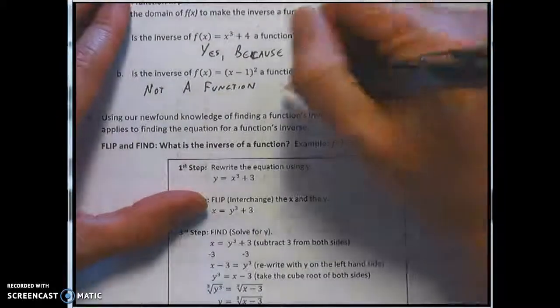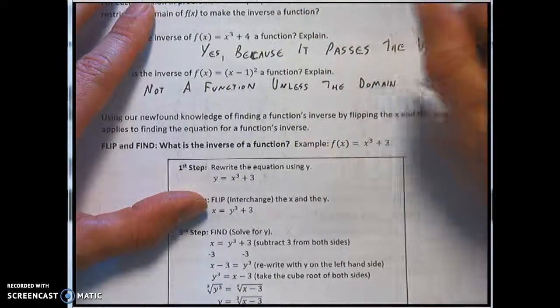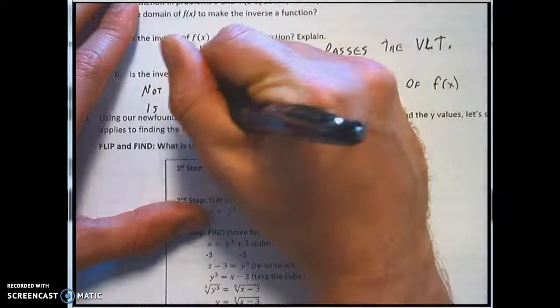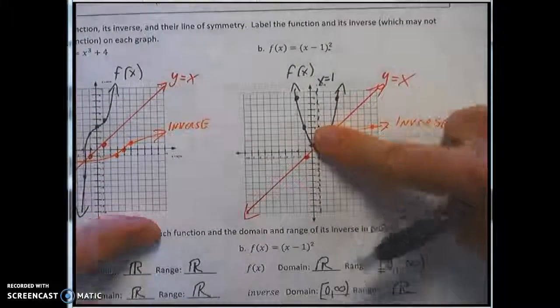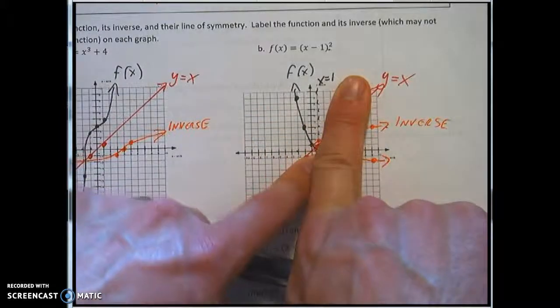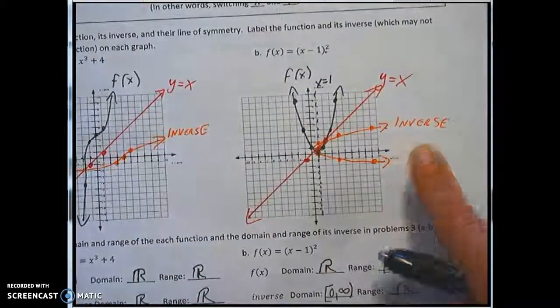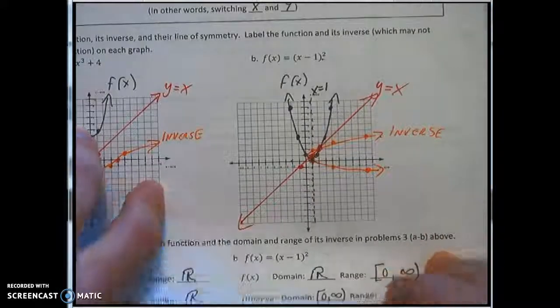So the inverse is not a function unless the domain of f of x is restricted. Question is, what do I restrict it to? Well, I want to split it in half. So it's either going to be from negative infinity to 1, or it's going to be from 1 to infinity. It doesn't matter which half you take, as long as you only take half of the parabola, the inverse becomes a function. Because then you just have the half of the inverse there.